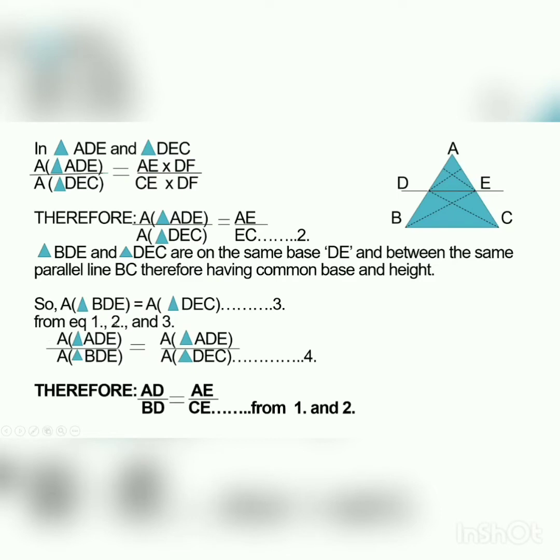So from equation first, second and third, you can write here area of triangle ADE upon area of triangle BDE is equal to area of triangle ADE upon area of triangle DEC. So from first, second, you can write AD upon BD is equal to AE upon CE. Both RHS sides become equal: AD upon BD is equal to AE upon CE. In this way, using the property of ratio of two triangles, you prove this theorem.